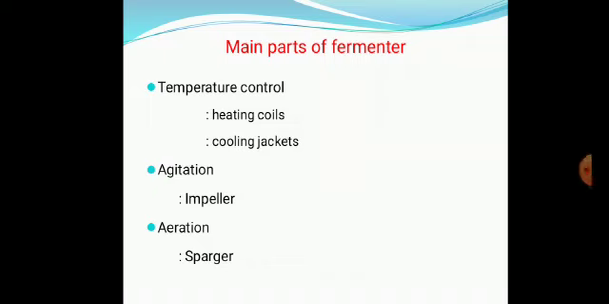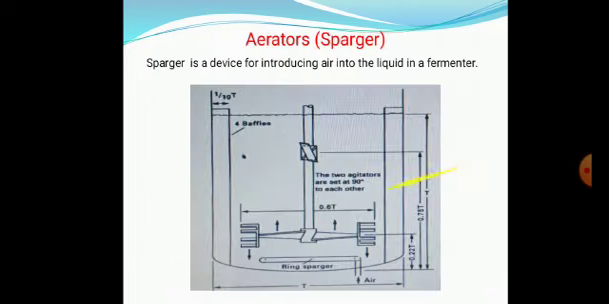In continuation to our topic on design and components of fermenters, we have already studied temperature control in detail, and agitation, which is also called the impeller. Today we will be studying aeration, which is also called the sparger. Agitation, as you have already studied, is used for mixing of the medium, which is very essential in large scale fermentation.